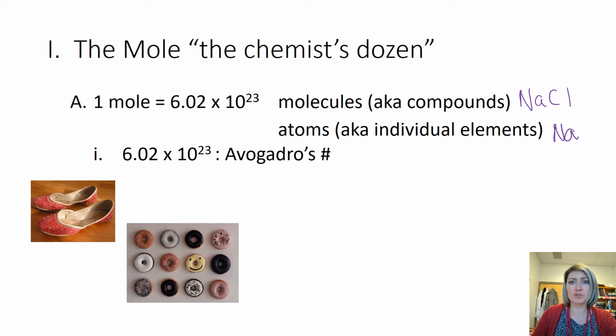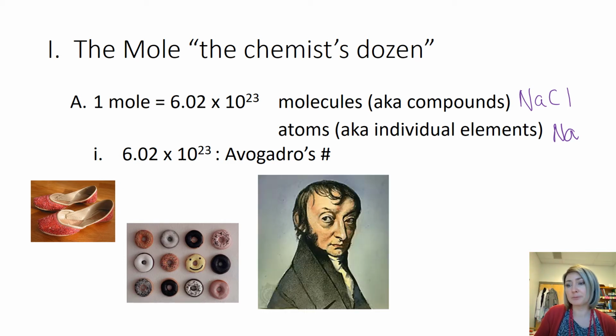That is a very arbitrary number. 6.02 times 10 to the 23rd you may recognize as being Avogadro's number. In previous classes you may have taken that out to 6.022. We're just going to leave it with 3 sig figs for this class. So that is Avogadro's number.